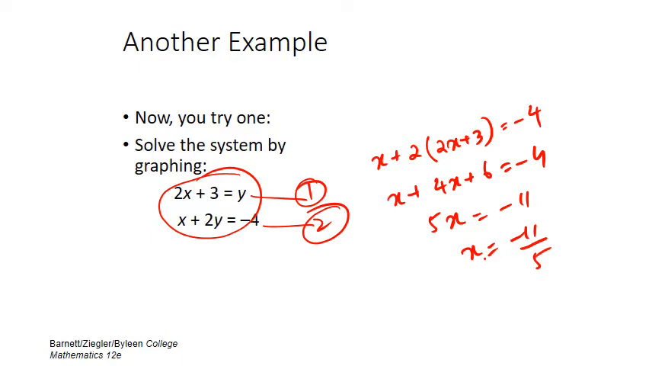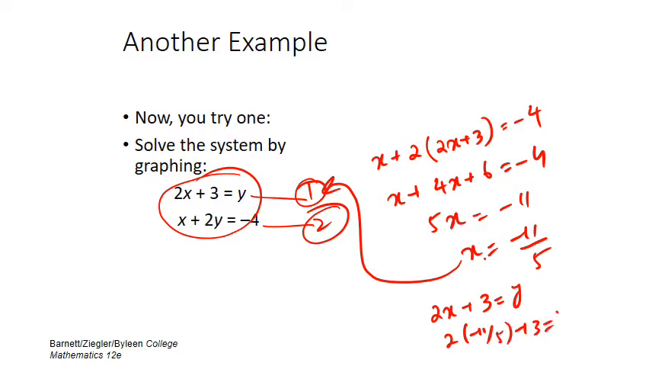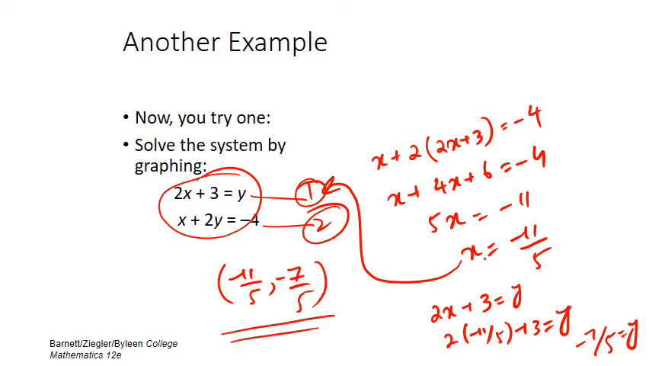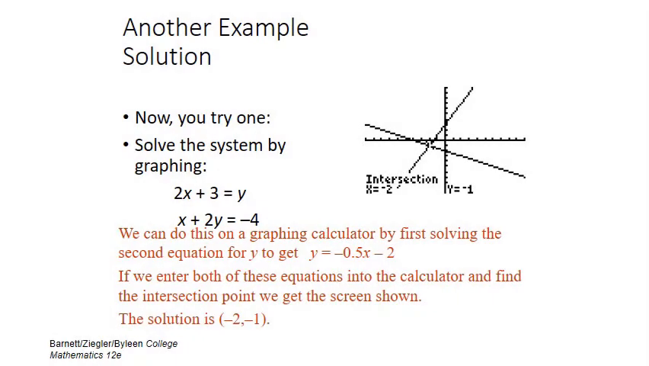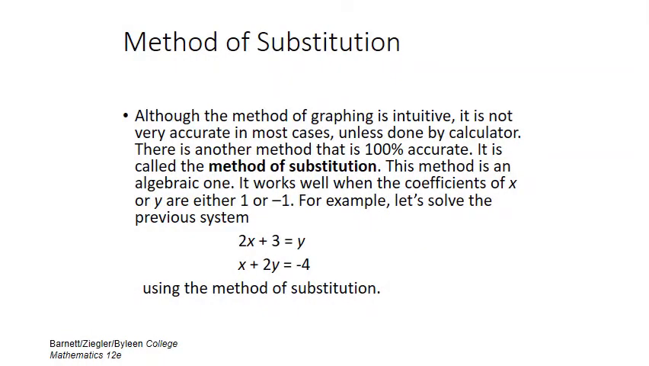So we can substitute this x into equation 1 or 2 to get y. So 2 times (minus 11 by 5) plus 3 equals y. So minus 22 by 5 plus 15 by 5, minus 7 by 5, is your y. So the ordered pair, this is how we write it, is minus 11 by 5 and minus 7 by 5. So this is the solution for this system. Or you can use the graphing calculator. You can plot this one, and the point of intersection is their solution. We have already done the method of substitution.